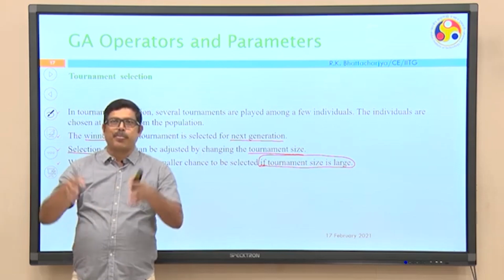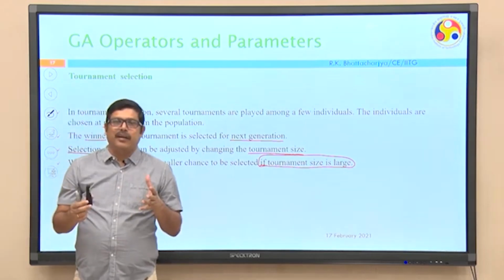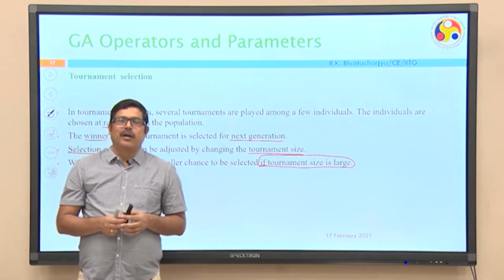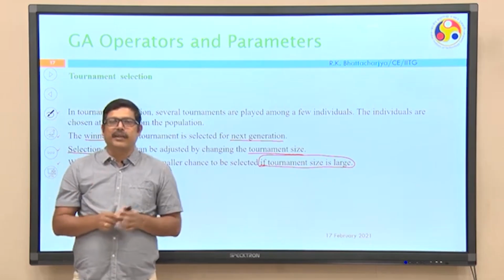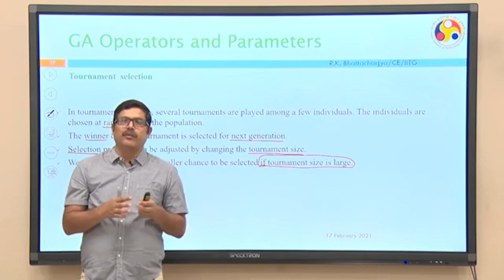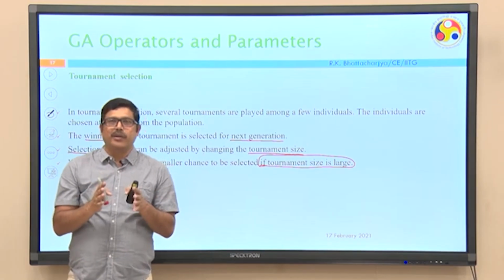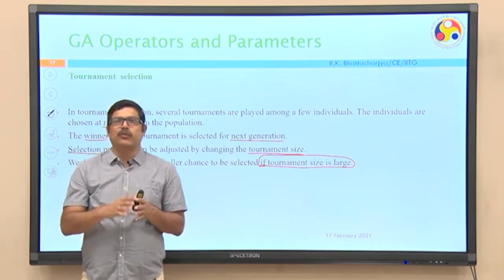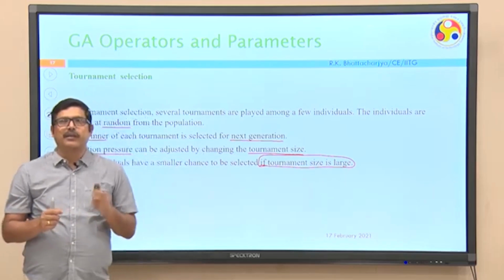Then what will I do? I will have a different tournament. Next time I will select another group, and they will also go for the tournament, and the winner will be selected. That way, all the members of this population will play a tournament, and the winner of that tournament will go to the next generation. So, this is the idea of tournament selection.